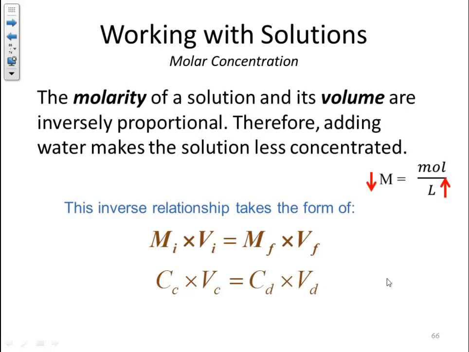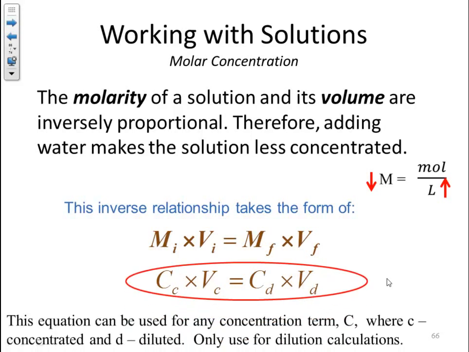It doesn't matter if it's molarity, it could be any unit. Okay? Doesn't matter as long as it's the same unit on both sides, it cancels out. So C is any concentration: ppm, molarity, normality, whatever. And the volumes just have to be the same unit to cancel out.